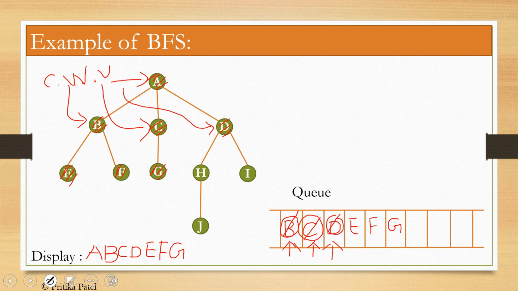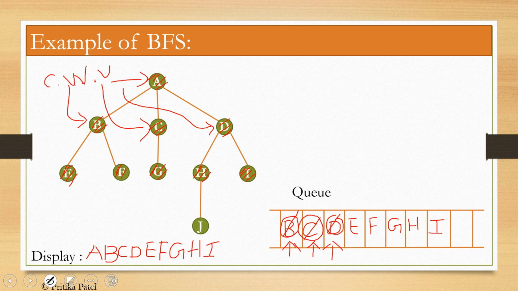Now check if the currently working vertex has an adjacent unvisited vertex. Yes, D has H and I, two unvisited vertices. So visit H and mark it as visited. Then put H into the queue and display it. Now again check whether D has any adjacent unvisited vertex. Yes, I is unvisited, so visit it, mark it as visited, then put I into the queue and display I.